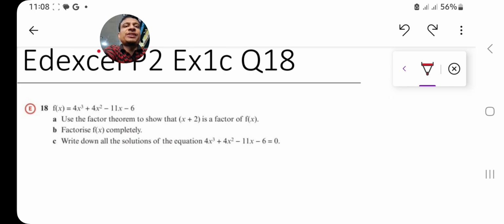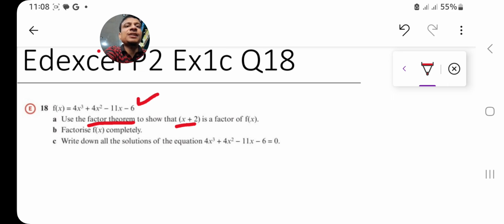Okay, so my dear students, we are provided with this function f of x equals 4x cubed plus 4x squared, and part A says use the factor theorem to show that x plus 2 is a factor of f of x. As you can see, there is a very minor difference between the factor theorem and the remainder theorem.